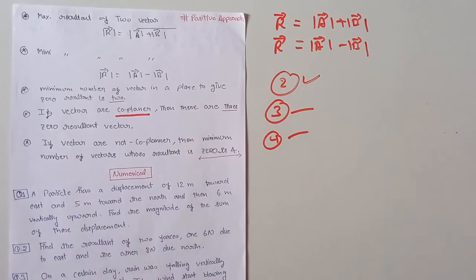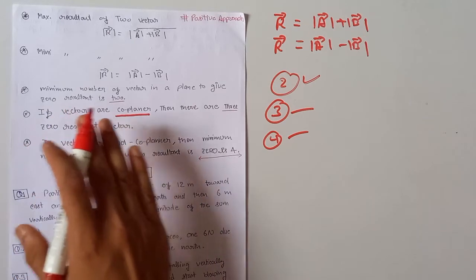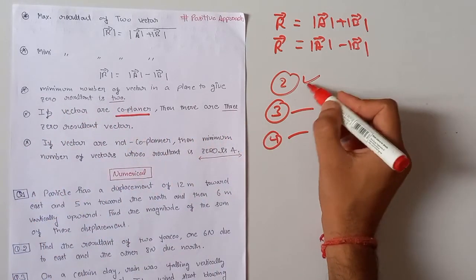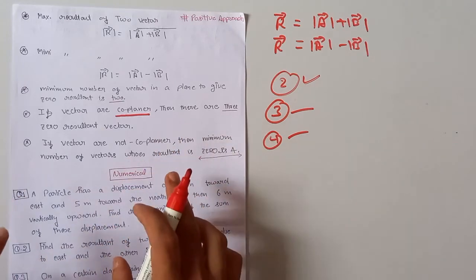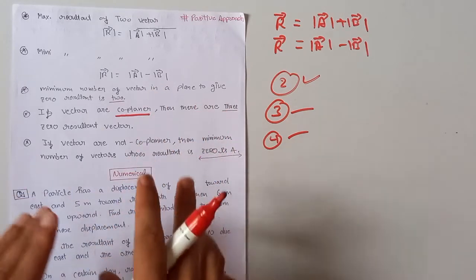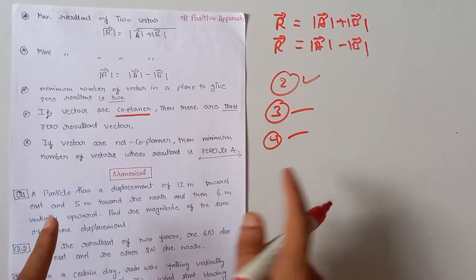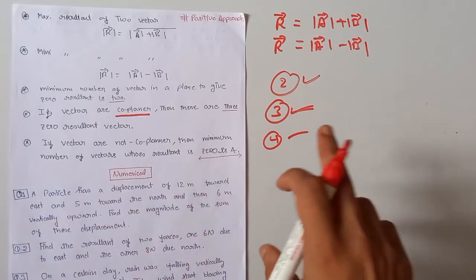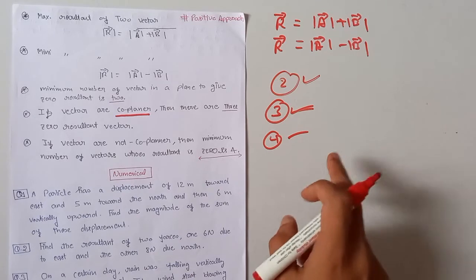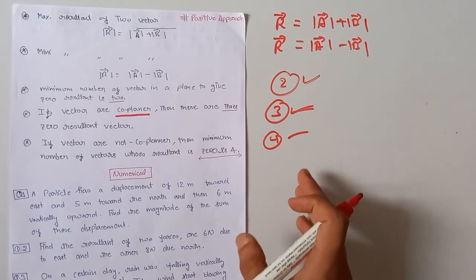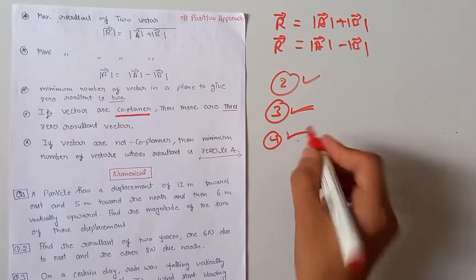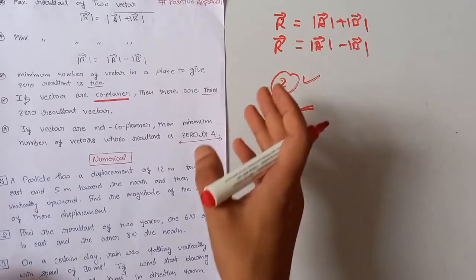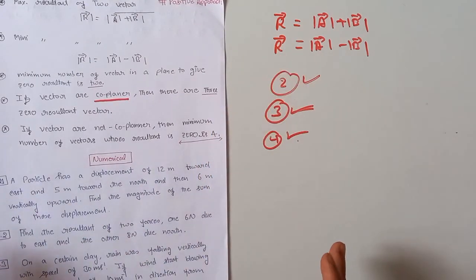4. I repeat again, the minimum number of vectors in a plane which have zero resultant is 2. For coplanar vectors, there are 3 zero resultant vectors. And if the vectors are not coplanar, then the minimum number of zero resultant vectors is 4. Now this is all about the key points of this chapter, vectors.